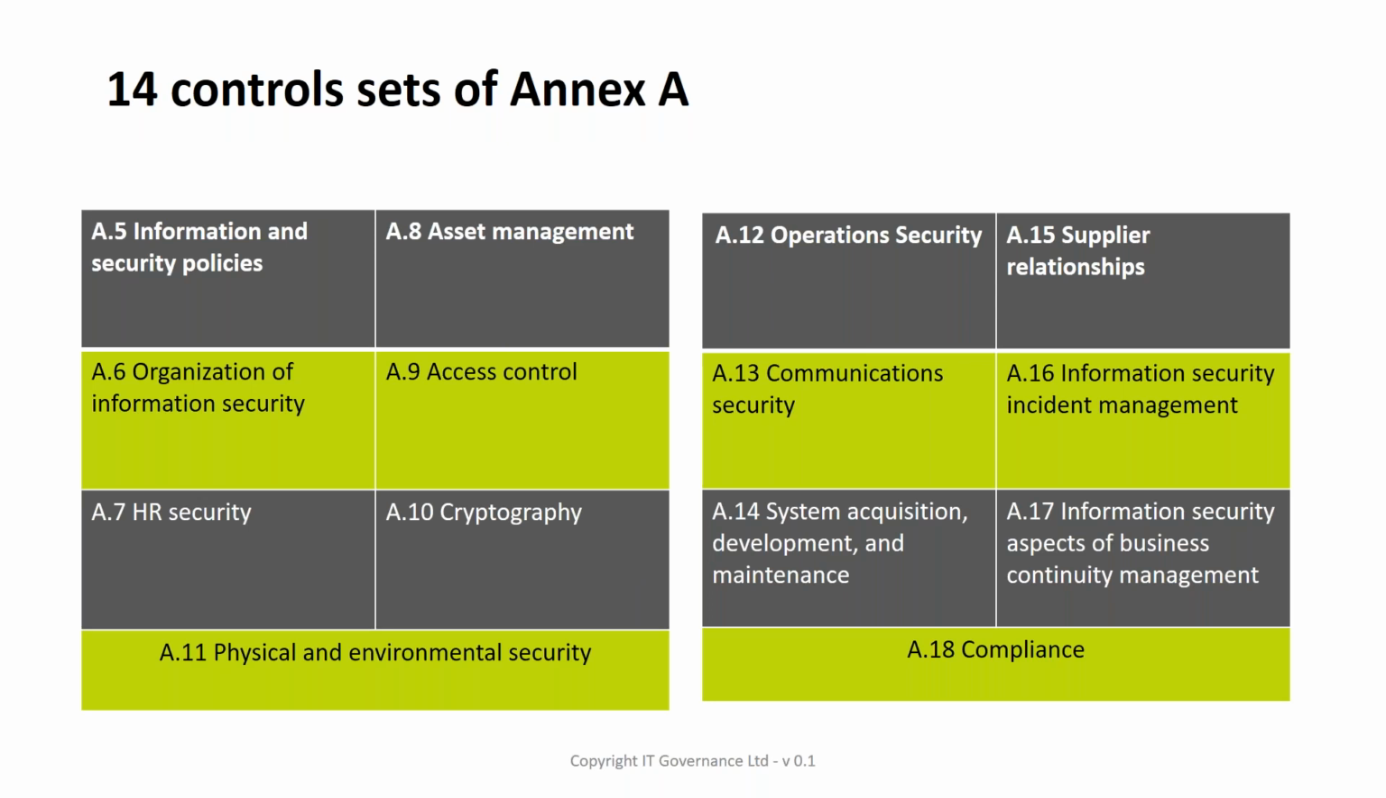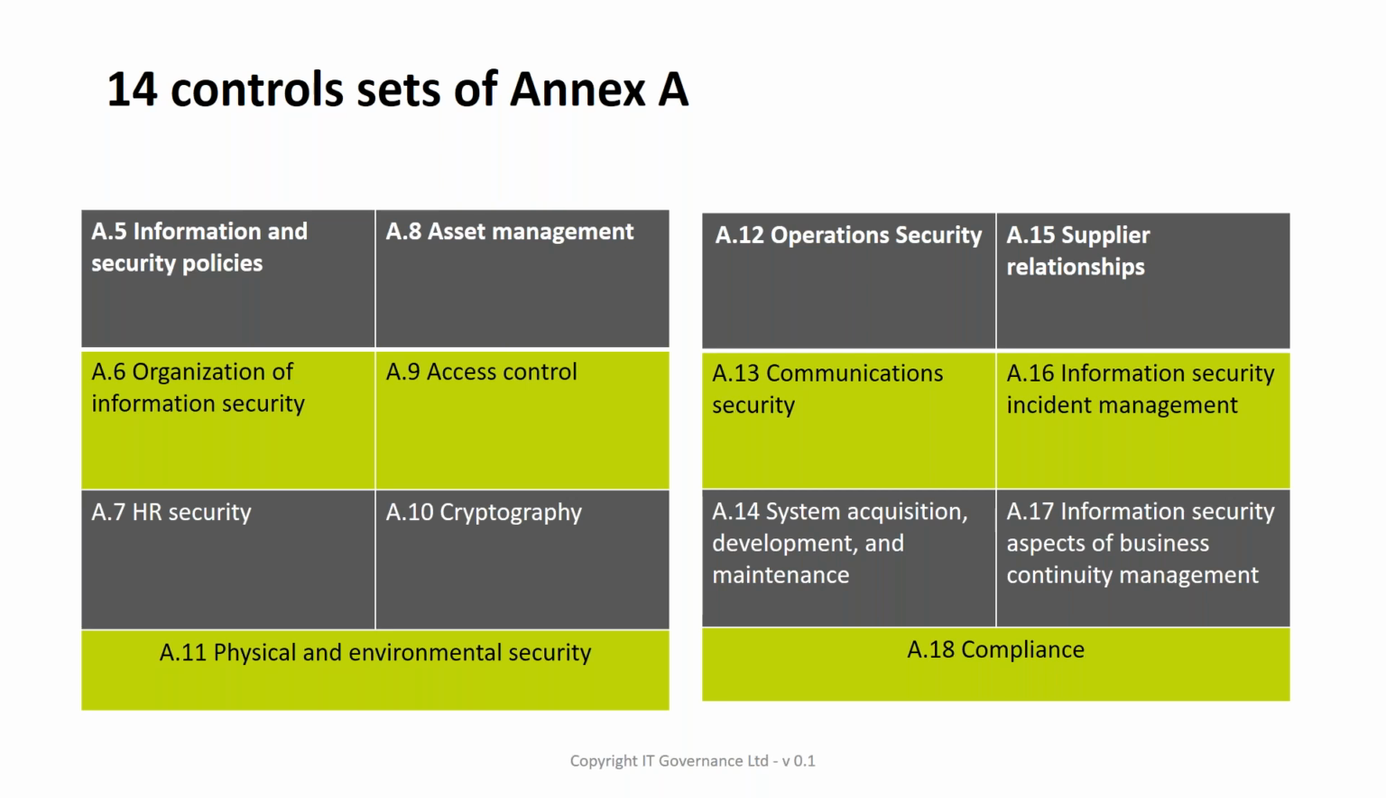And just a brief look at the controls in Annex A. They start with information security policies. A5 is the first set of controls, because the first paragraph in the parallel standard ISO 27002, which talks about how to implement controls, is paragraph 5 that deals with information security policies. So there is a one-to-one read across from the Annex A controls to ISO 27002.